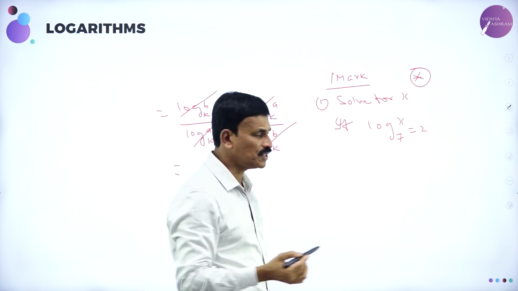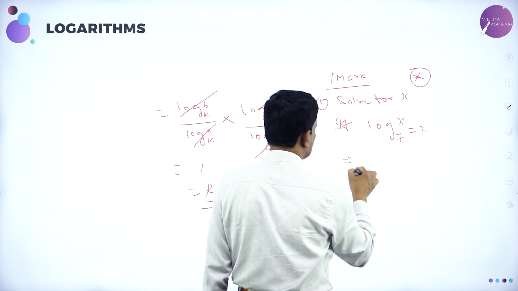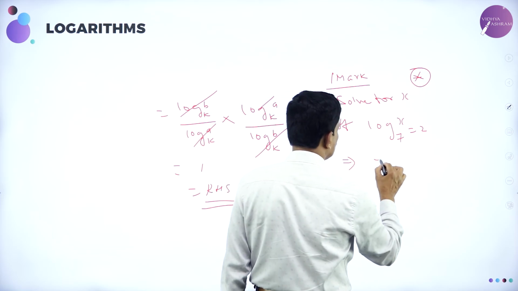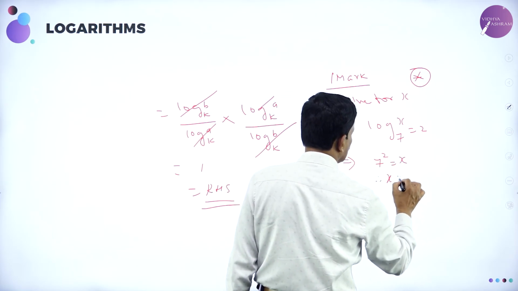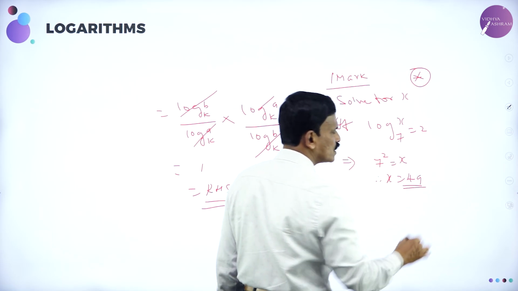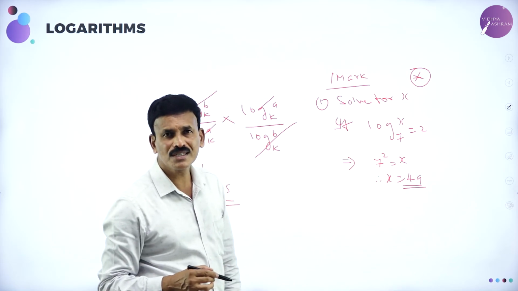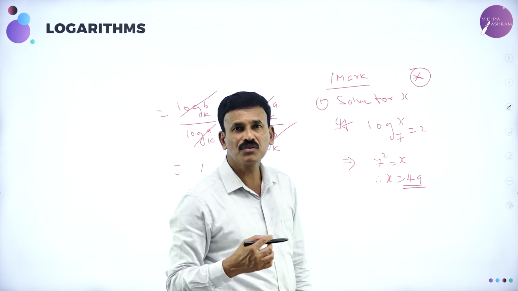Now, according to the definition, if you remove the logarithm, the base remains the same. 7 square is equal to x. So, therefore, x is equal to 7 square, which is 49. That's it. So, if you do this much, you will get 1 mark. Okay. Now, let me take one more problem.